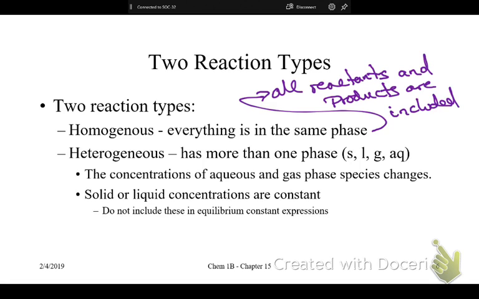In heterogeneous reactions, we leave out solids and liquids. I'll explain that in a second. In heterogeneous reactions, solid and liquid concentrations are constant, and these are not included in the equilibrium constant expression. So when we write K equals, if it's a solid or a liquid, you leave it out.